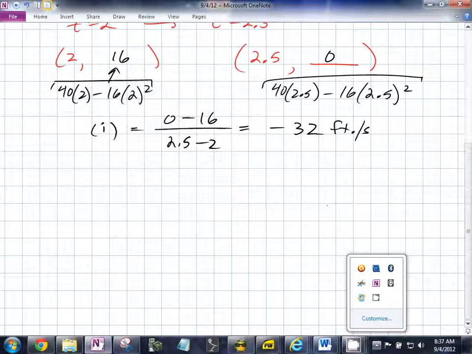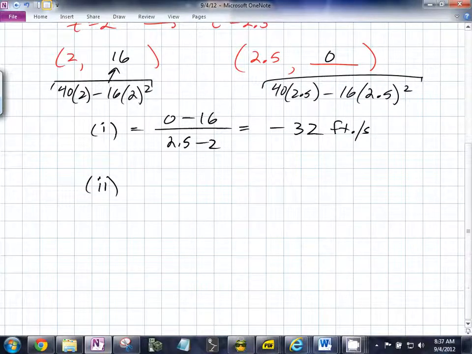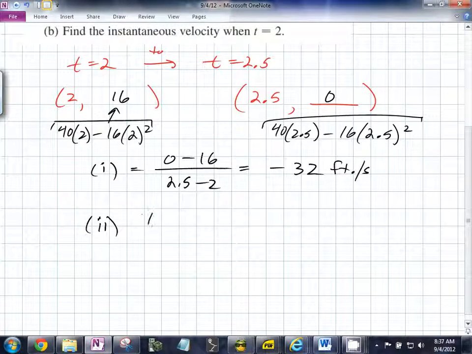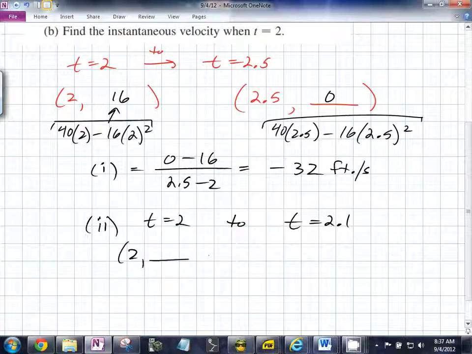So now what do you do? You do the same exact thing, but what does it ask you to do it for? 0.1 seconds. So you're doing it from time equals 2 to time equals what? 2.1, right? So you're going from 2 comma something to 2.1 comma something. Does anybody have these 2 points for me?